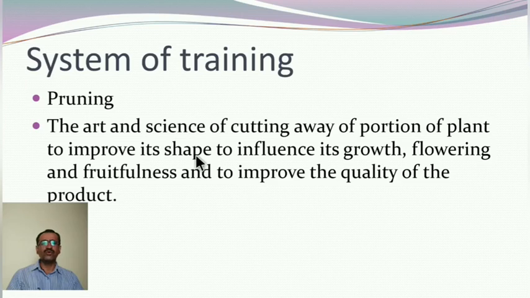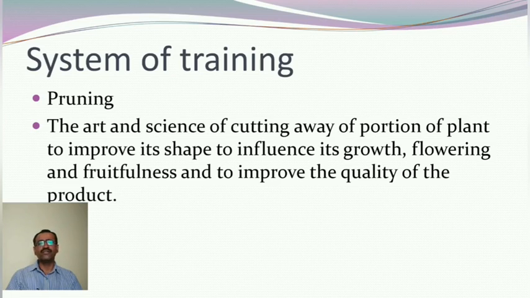Furthermore, several systems are well adapted to the same kind of horticultural plant. The choice of system will be influenced by the growth habit of the plant and by the purpose for which it is being grown. Okay, so pruning is a part of training, that is the important part. Training is nothing but pruning.